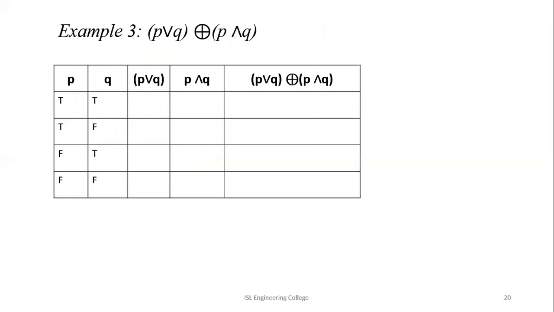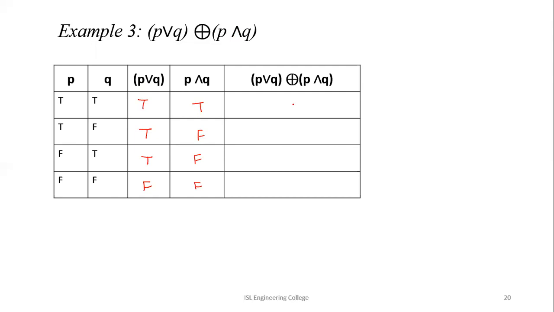Similarly, we have another example, and this one is quite simple. Please try to solve it. This is directly P or Q. So P or Q is one of them being true. We have just seen that. So true, true, true, false. The next one is P and Q. AND is true only if both of them are true, otherwise false. So true, false, false, false.